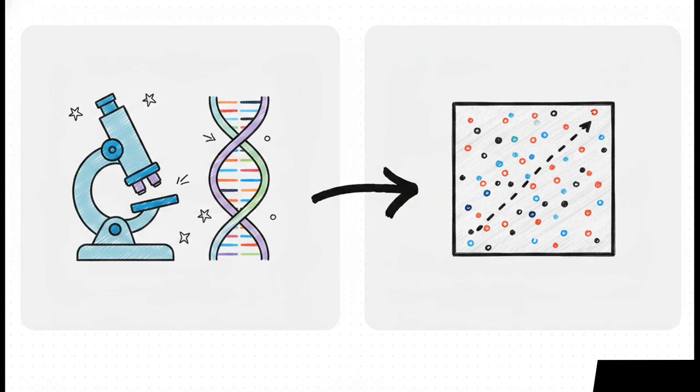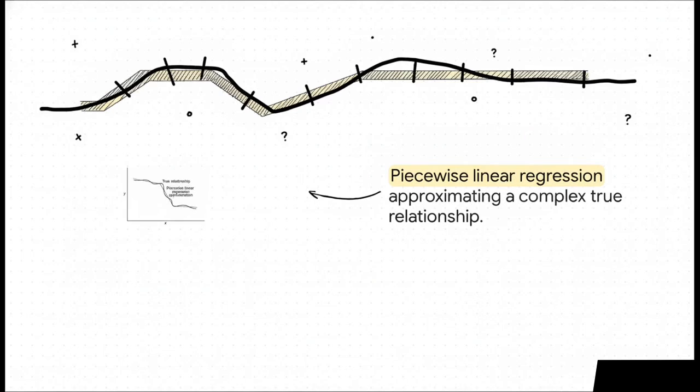Linear regression is an empirical model. It's a data-based approximation we use when we don't know the exact rules governing the system, but we need a highly effective guess. Think about the true relationship in your data. It might be this wildly complex, unknowable curve. But it's actually amazing how we can use a piecewise linear regression function to approximate it really well over specific intervals.